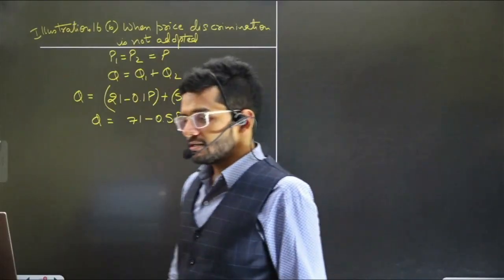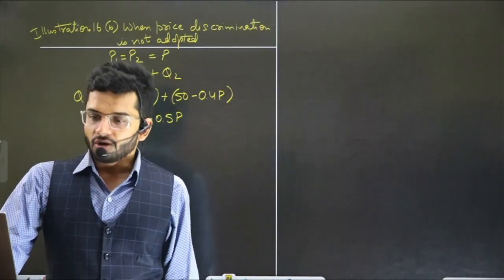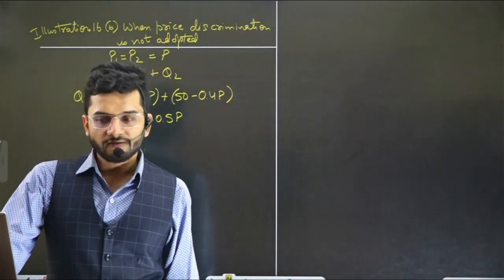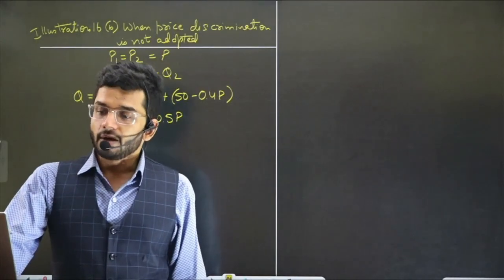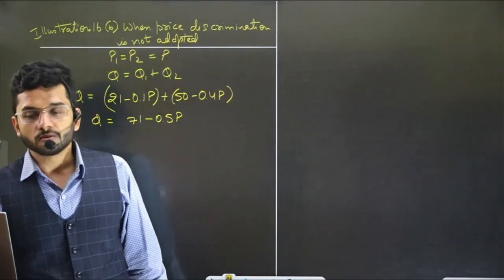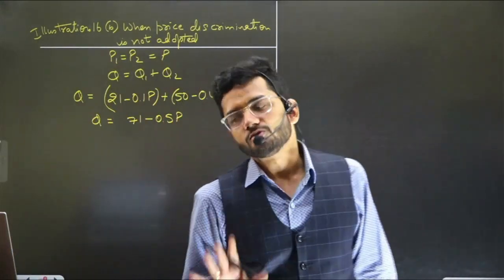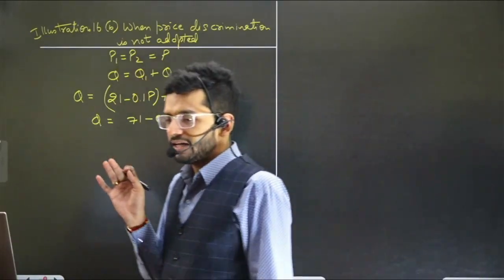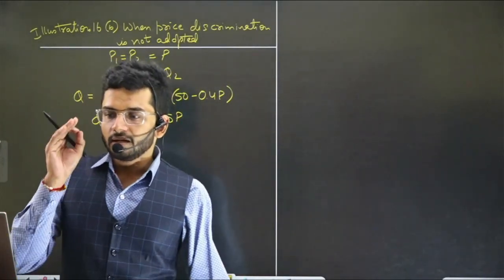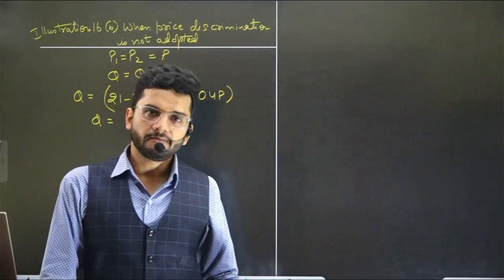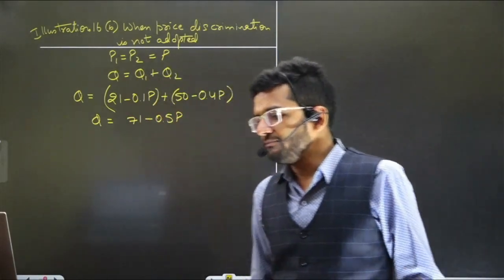So total demand is catered in one equation. We don't have two different equations. We have only one equation, which is Q is equal to the total of Q1 and Q2, and P1 and P2 are replaced by a single P. The equation is 71 minus 0.5P.